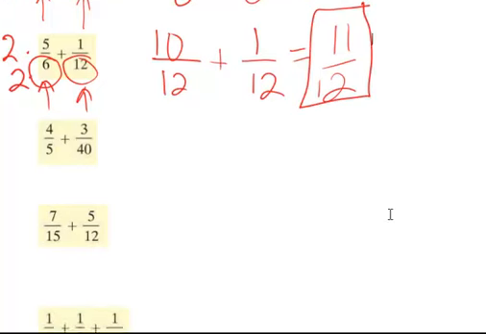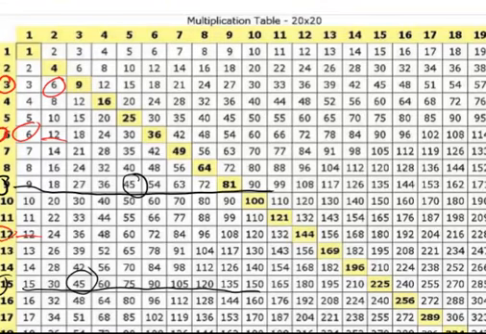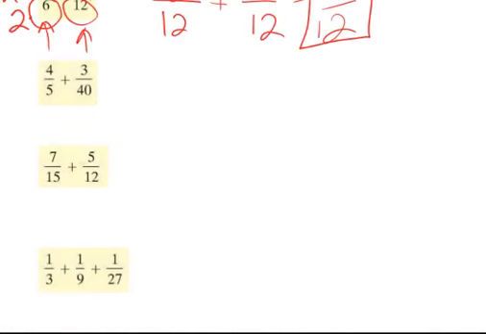All right. So let's take a look at the next one here. 4 over 5 and 3 over 40. So again, if you think about our table, my table doesn't go up to 40. But if you look at my number 5, so let's try the blue pen. Here's my number 5. And if you notice right here, 40 is one of the multiples of 5. So 40 is going to be my common denominator.